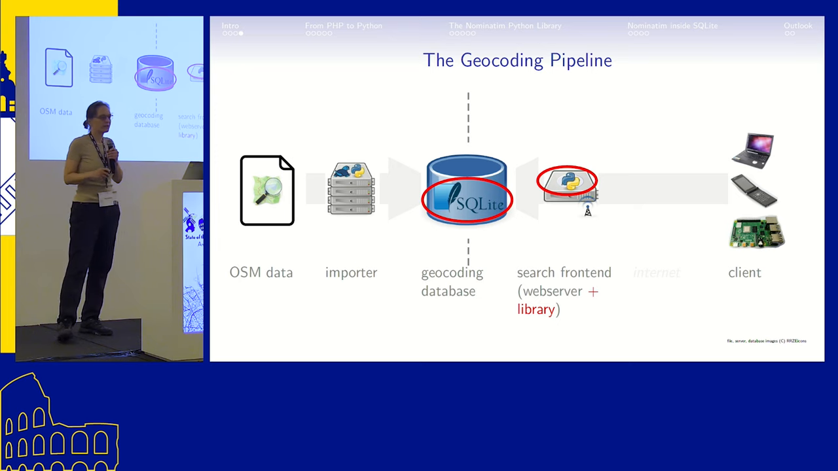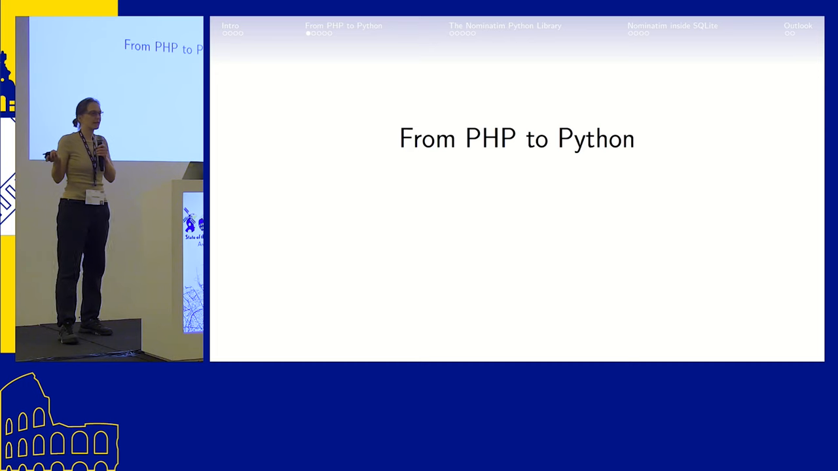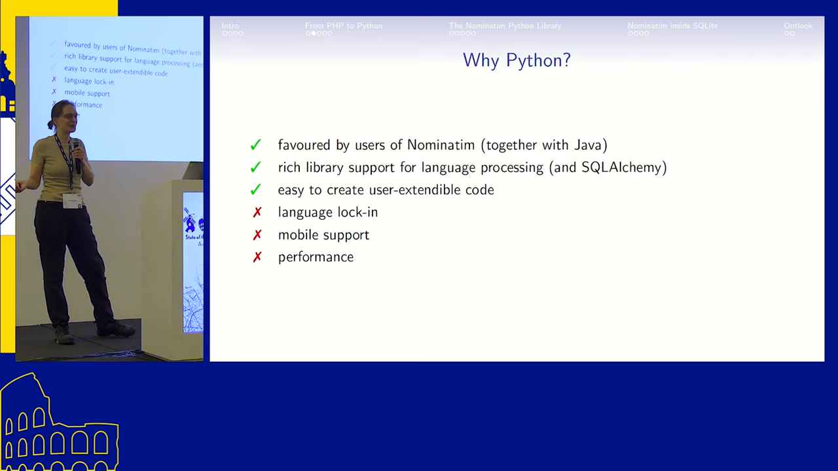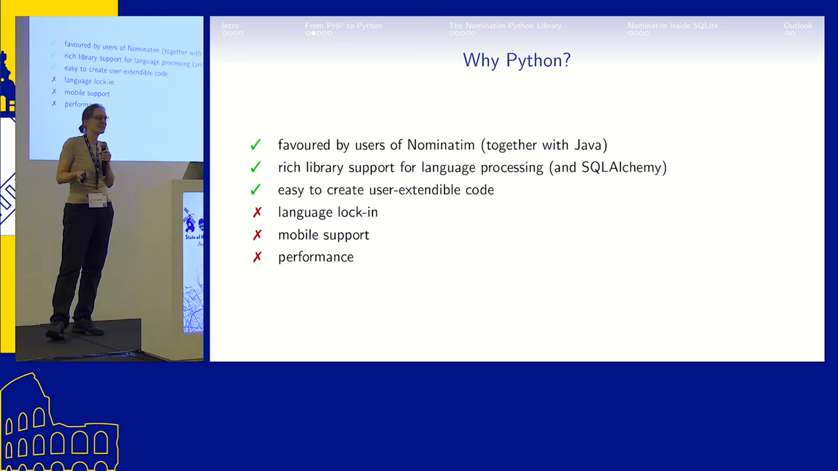So let's look into these steps, what has happened in the last years. So the first thing is, as I said, I went from PHP to Python. Why Python? That's a question I always get. So PHP is fine as a web service, but otherwise it's a little bit aging. If I look at the user stats, what we're getting in the user agent, the two most used languages are Python and Java. So if you want to go for something that's usable by users, those are the two languages you want to do.